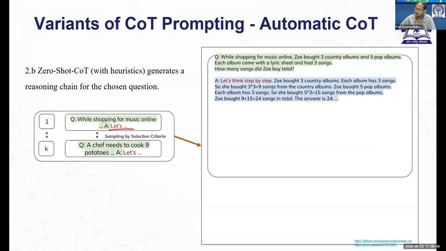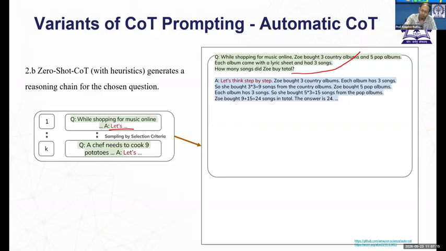And what is the output I am getting from the LLM? It says Joe bought 3 country albums. Each album has 3 songs. So he bought 3 multiplied by 3 is equal to 9 songs from the country albums. Joe bought 5 pop albums. Each album has 3 songs. So 5 multiplied by 3 is equal to 15 songs from the pop albums. Now Joe bought 9 plus 15 is equal to 24 songs in total. So the answer is 24. So that means first, through the demonstration sampling, you are selecting this question.